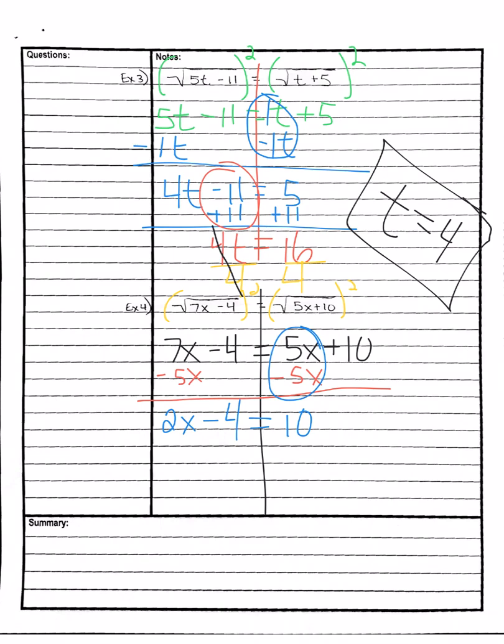Still need to get the x alone, isolate the variable. We're going to add 4 to both sides. We have 2x equals 14. And last but not least, the inverse of 2 times x would be to divide. Whatever we do to one side, we do to the other. We want 1x by itself, and we get 7.